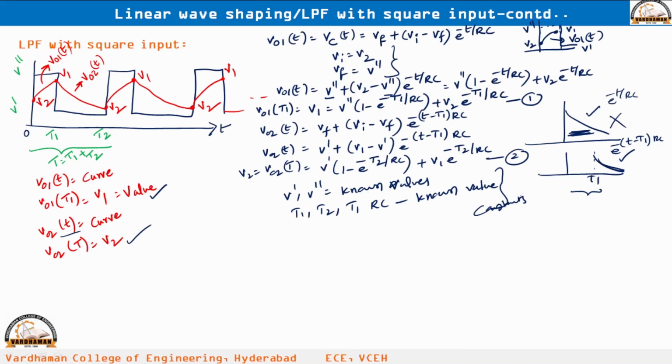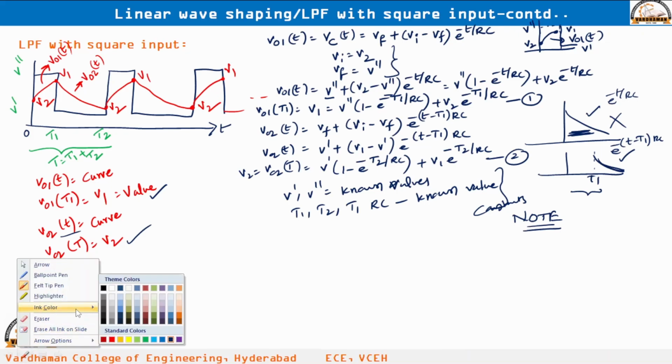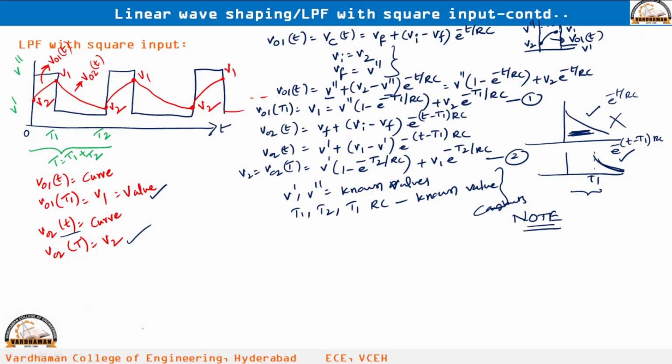For your understanding purpose, here I will give one representation, see carefully. If you observe this first equation, V1 we do not know, V2 we do not know, so I can take that one as a variable or unknown quantity x. V1 is equal to x, that means x is equal to V double dash, which I know is a constant, multiplied with 1 minus e power minus T1 by RC, everything is constant. So, I can take one number like 2, plus V2, which I do not know, that means another variable.